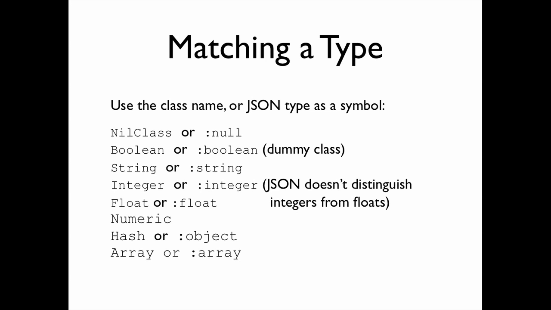So to match a type, you can put a class name in. JSON has nulls, booleans, strings, numbers, objects, and arrays. On the right-hand side, you see the JSON name for things. On the left-hand side, you see a Ruby class name. It doesn't distinguish between integers and floats, but I thought that would be handy. And Ruby doesn't have a Boolean class, which is strange to me, but I put a dummy class in this library that doesn't actually do anything except serve as a stand-in for Boolean values.